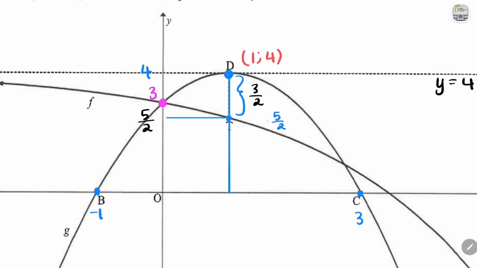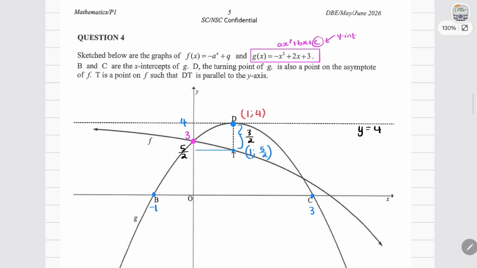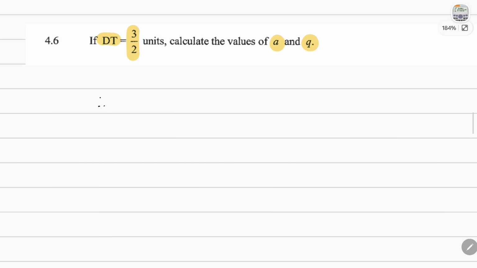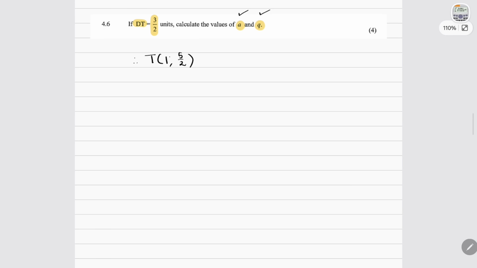Okay, so the x value here is 1, the y value is 5 over 2. So this info gave us the coordinates of t. So it's 1 and 5 over 2, and we'll just put that down and tell them t is simply 1 and 5 over 2. Now, this would actually help us to find a and q.